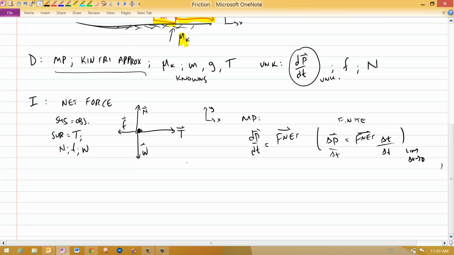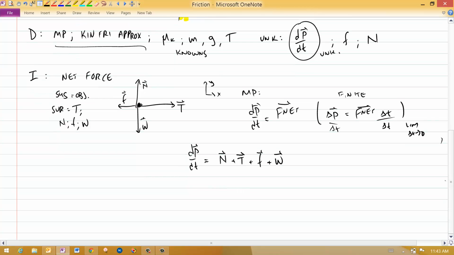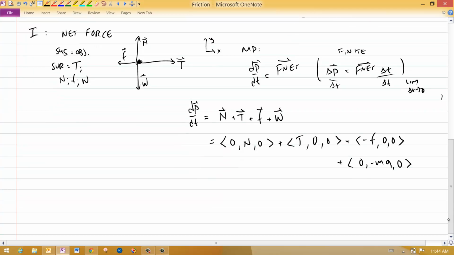So I've got dp/dt is equal to, I'm going to write it down algebraically, the normal force plus the tension force plus the friction force plus the weight. When we write that out in components, the normal force has 0 in the x direction, n in the y direction, 0 in the z direction. The tension force has T in the x direction, 0 and 0. The friction force has minus f in the x direction, 0 and 0. And the weight has 0, minus mg, 0. So we add those things together.